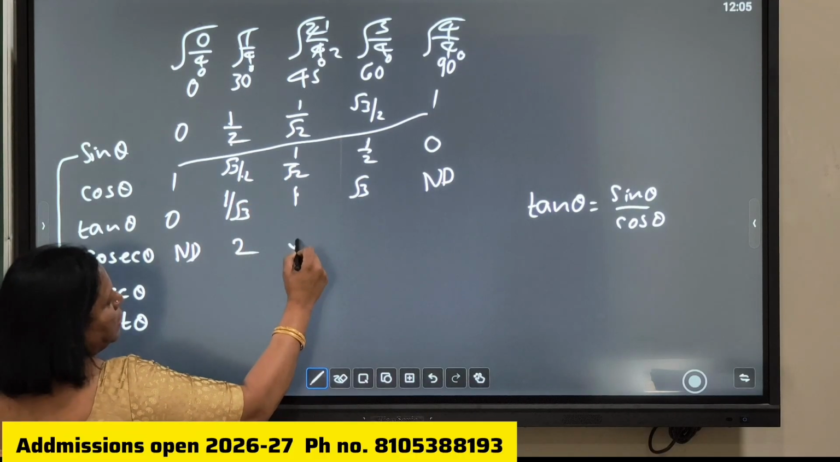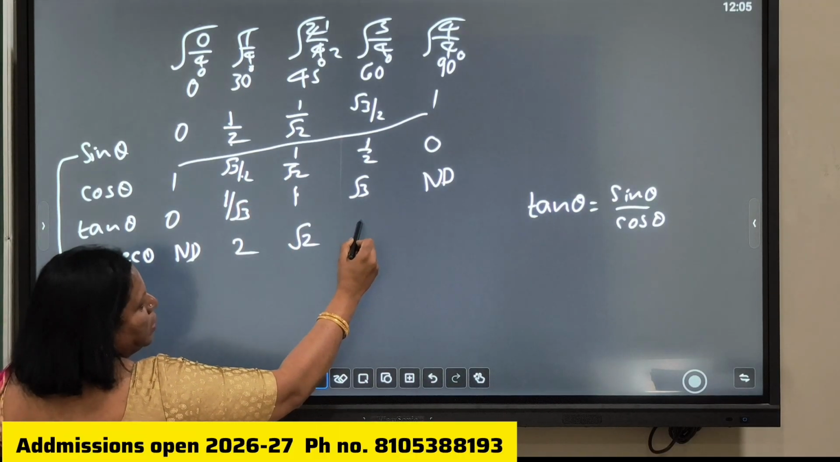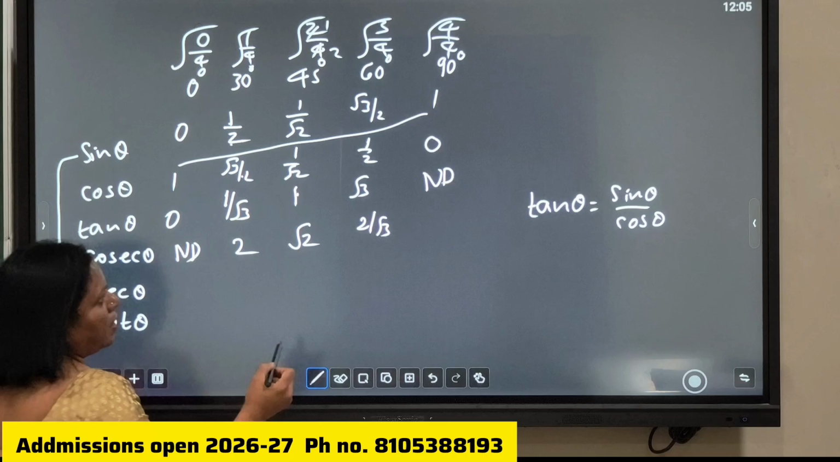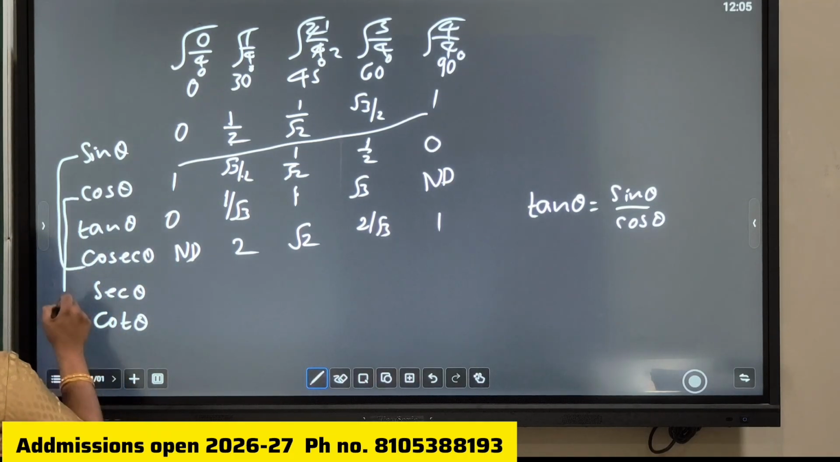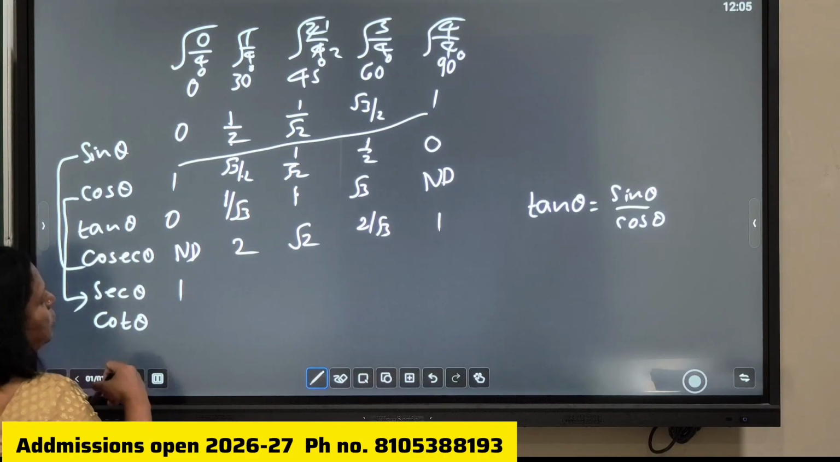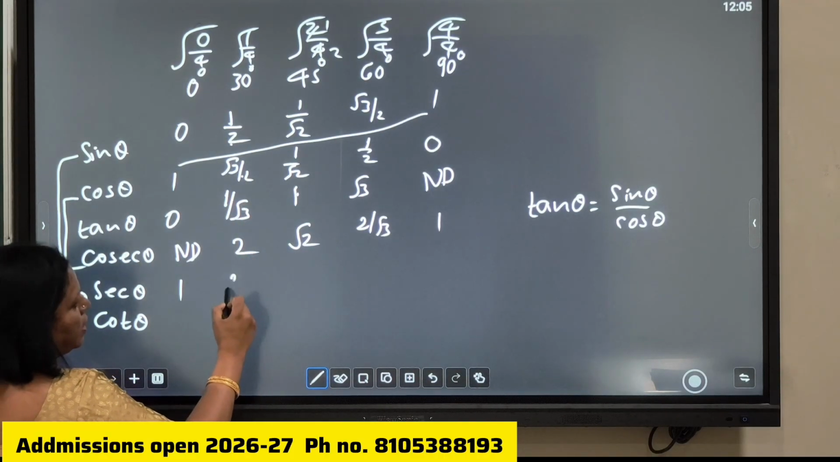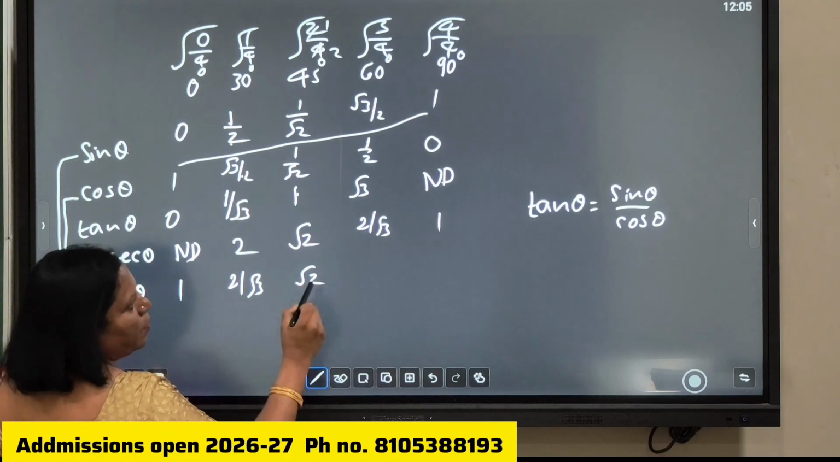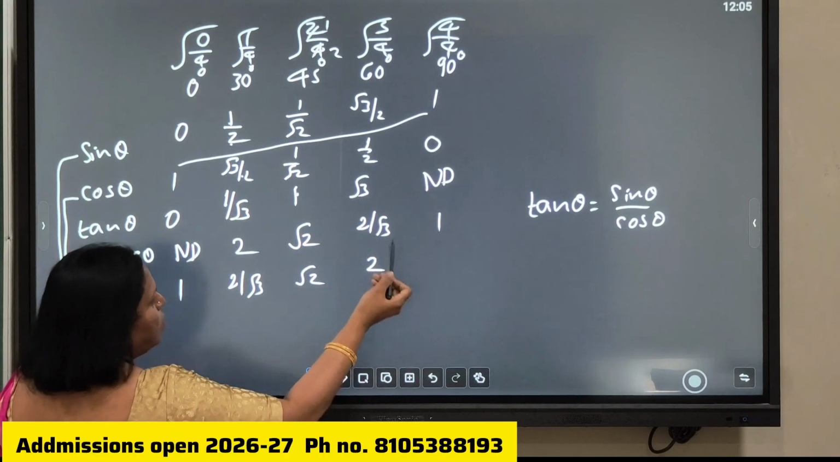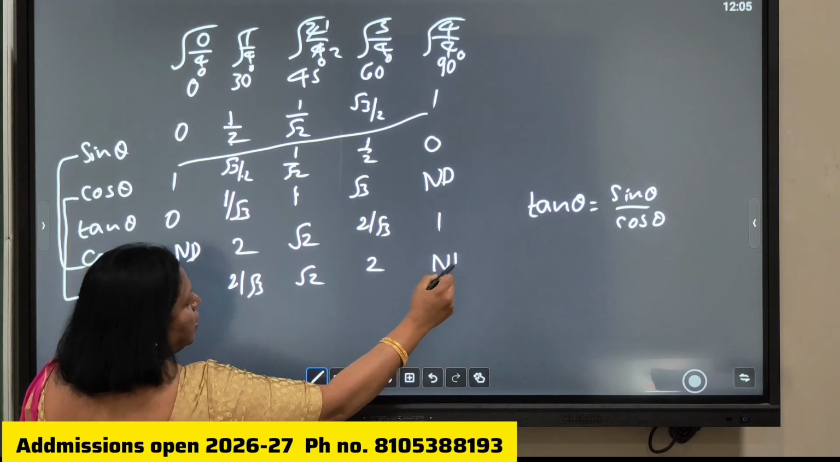The reciprocal of 1 by root 2 is root 2. The reciprocal of root 3 by 2 is 2 by root 3. The reciprocal of 1, that is 1 by 1, is 1. Now cos theta, we know that it is the reciprocal of secant theta. 1 divided by 1 is 1. The reciprocal of root 3 by 2 is 2 by root 3. Then the reciprocal of 1 by root 2 is root 2. The reciprocal of 1 by 2 is 2. The reciprocal of 0 is not defined.